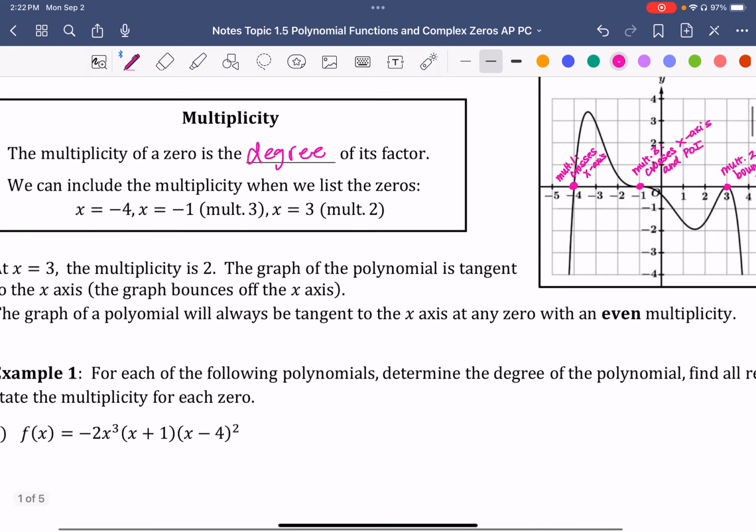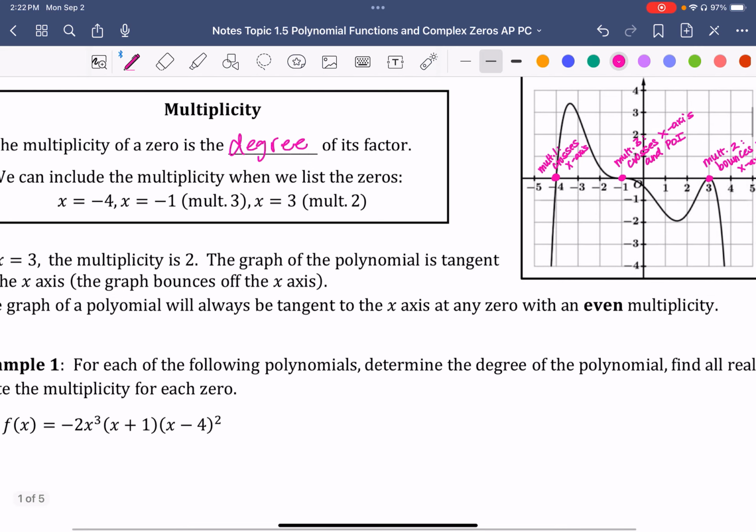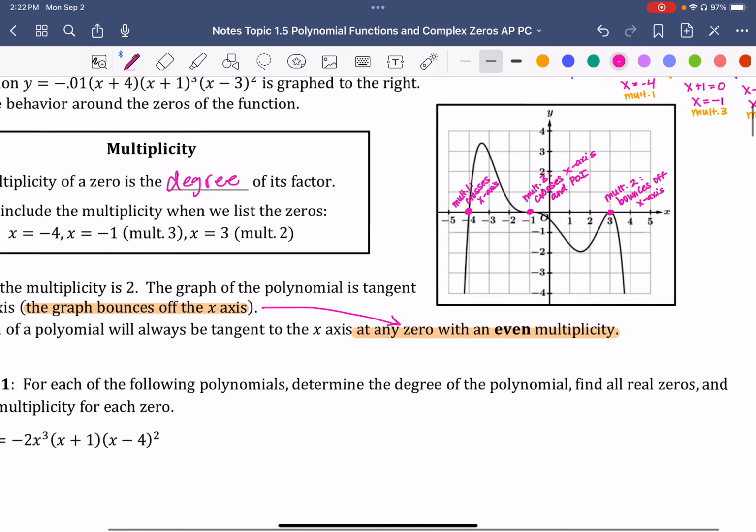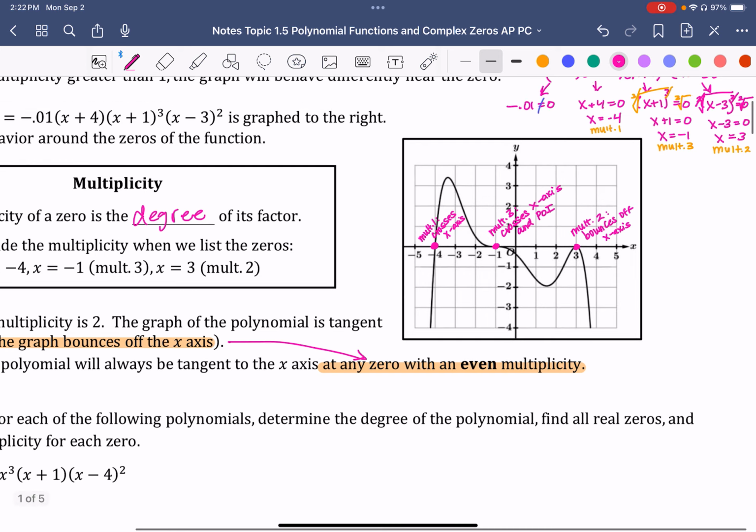The graph of a polynomial will always be tangent to the x-axis at any 0 with an even multiplicity. Okay, so I want you to underline or highlight this part. So the part that the graph bounces off the x-axis occurs at any 0 that has an even multiplicity. Okay, so these two go hand in hand. So earlier we just talked about multiplicity 2. We can have multiplicity 4, 6, 8, etc., etc.